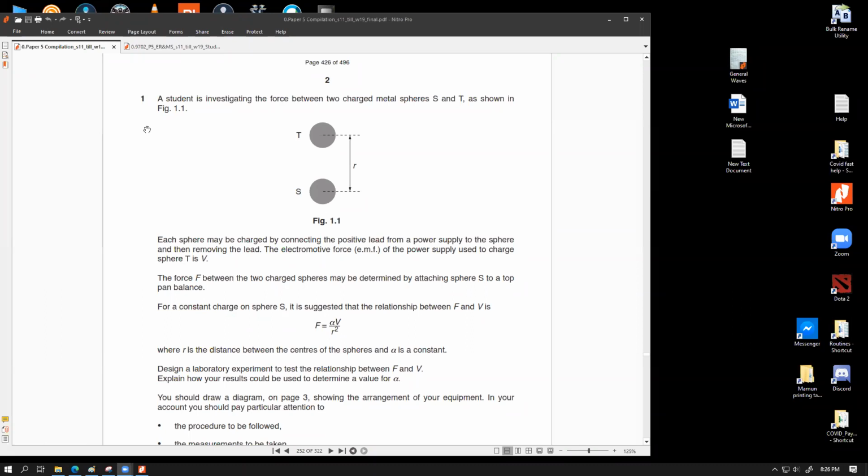Sir, let T hang from somewhere and let S sit on the top and balance? Okay, and then how do you make sure that they are perfectly perpendicular to each other? Put them in a... Or can we use a cardboard to ensure that they're in the same plane?